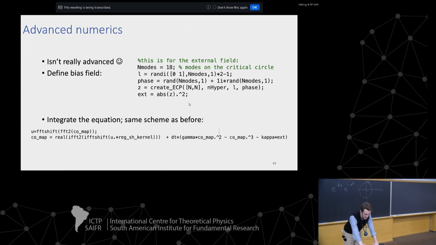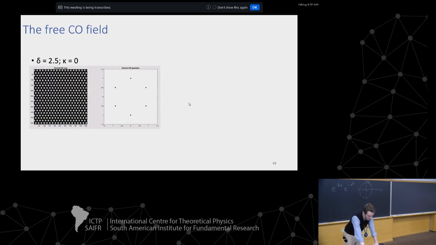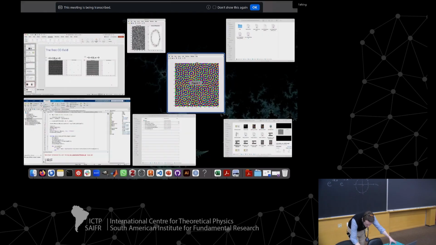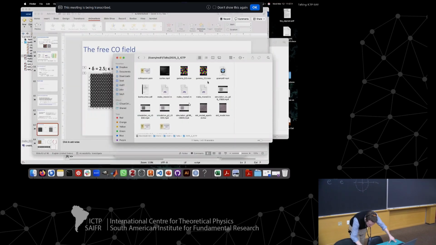So if kappa is 0, then we just have these independent terms. And if kappa is finite, then this starts to matter for the dynamics of the CO field. Okay, so first let's look at the dynamics of the free CO field for kappa is 0. I claimed that it would make stripes and hexagons. This should have been a video. I can show you the video though, because I simulated that on the flight.